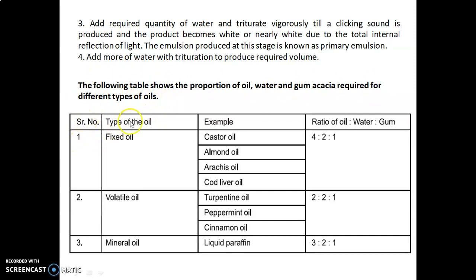Serial number, type of oil, example, ratio of oil to water to gum. First, fixed oil, for example castor oil, almond oil, arachis oil, cod liver oil. The ratio of oil to water to gum is 4:2:1. Second, volatile oil, that is turpentine oil, peppermint oil, and cinnamon oil. The ratio of oil to water to gum is 2:2:1. Third, mineral oil, liquid paraffin, the ratio of oil to water to gum is 3:2:1.